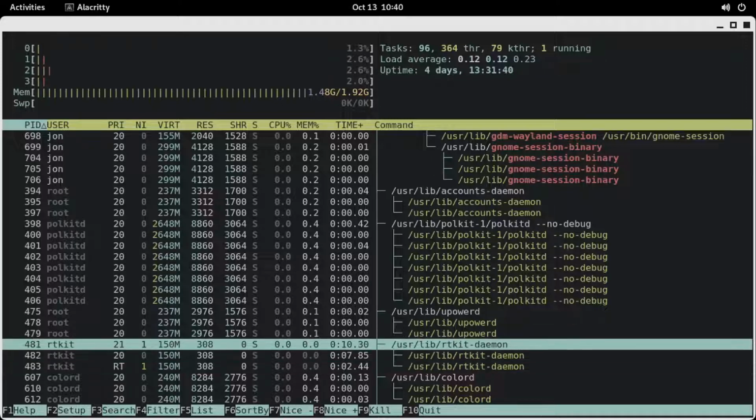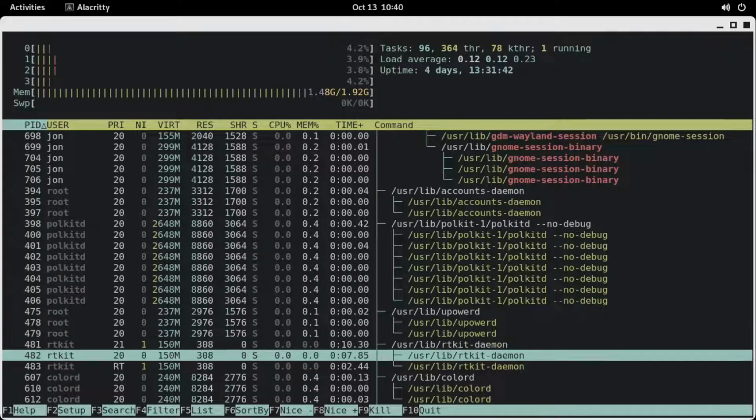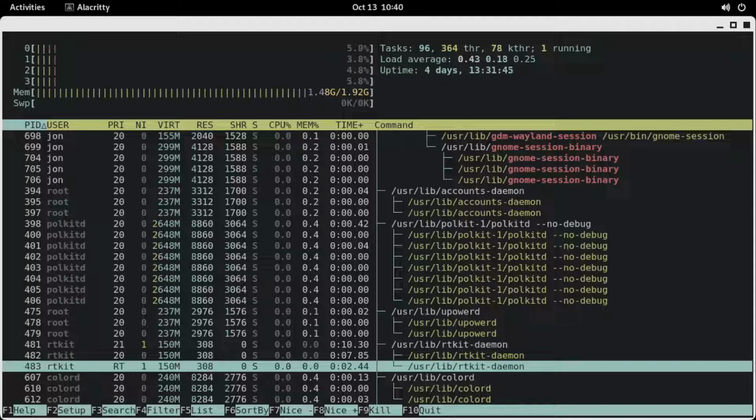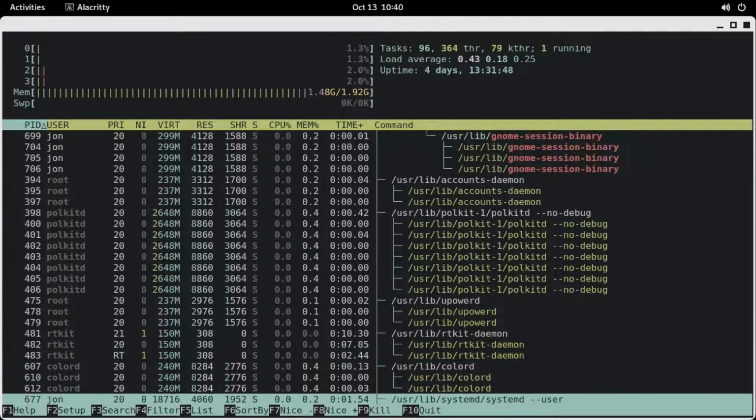So the process apparently is not that important, but one of its threads is so important it should be scheduled before literally anything else. That's kind of interesting. Let's see what else we got.